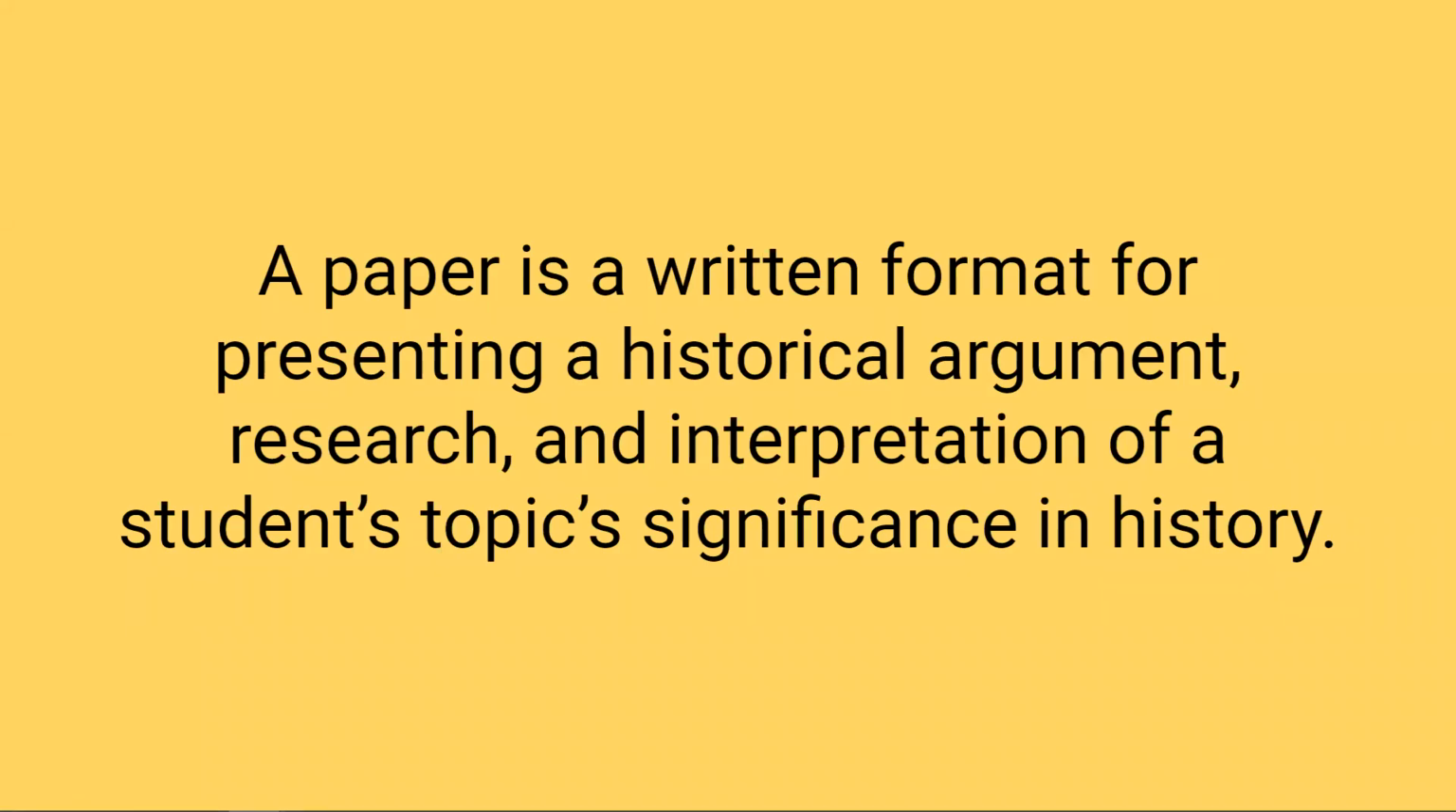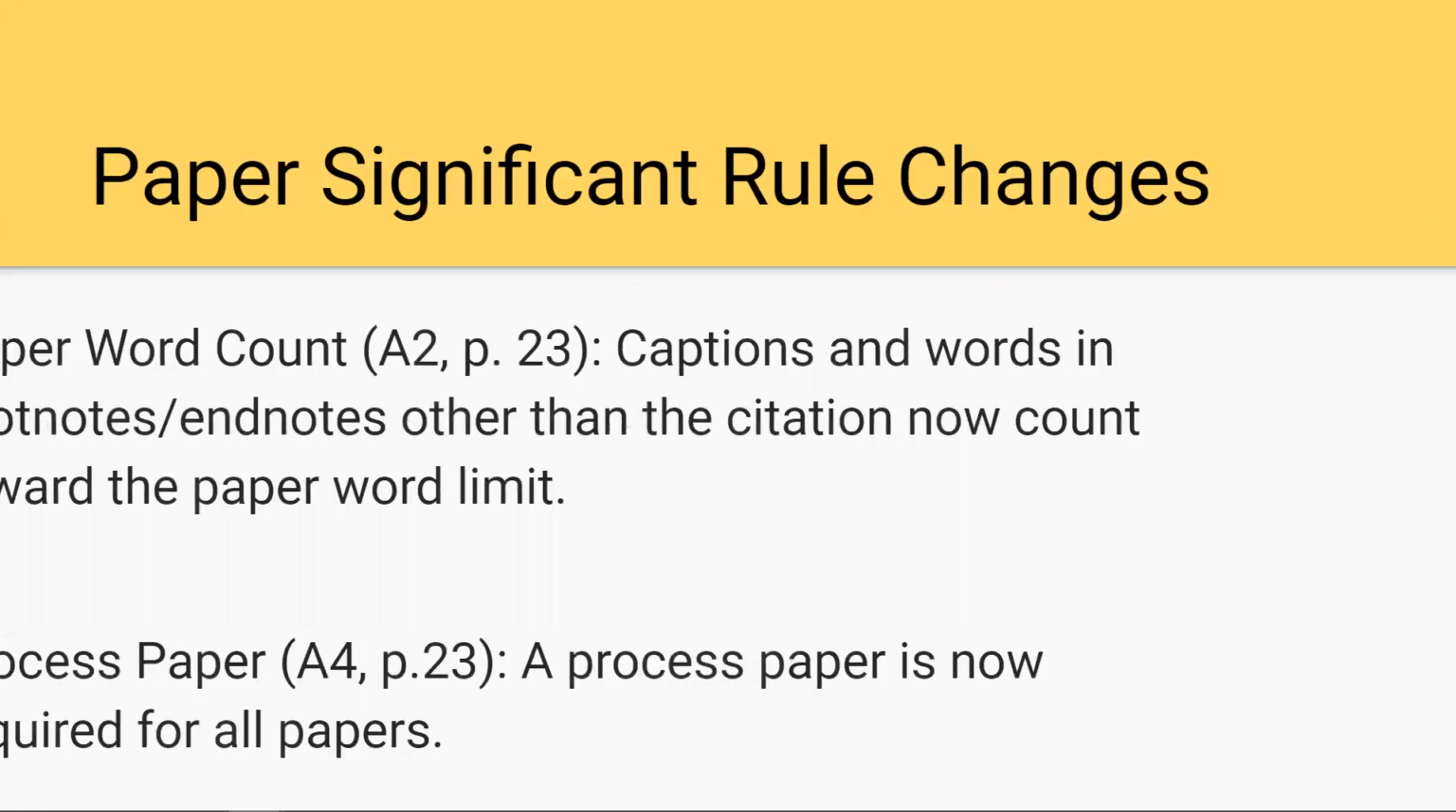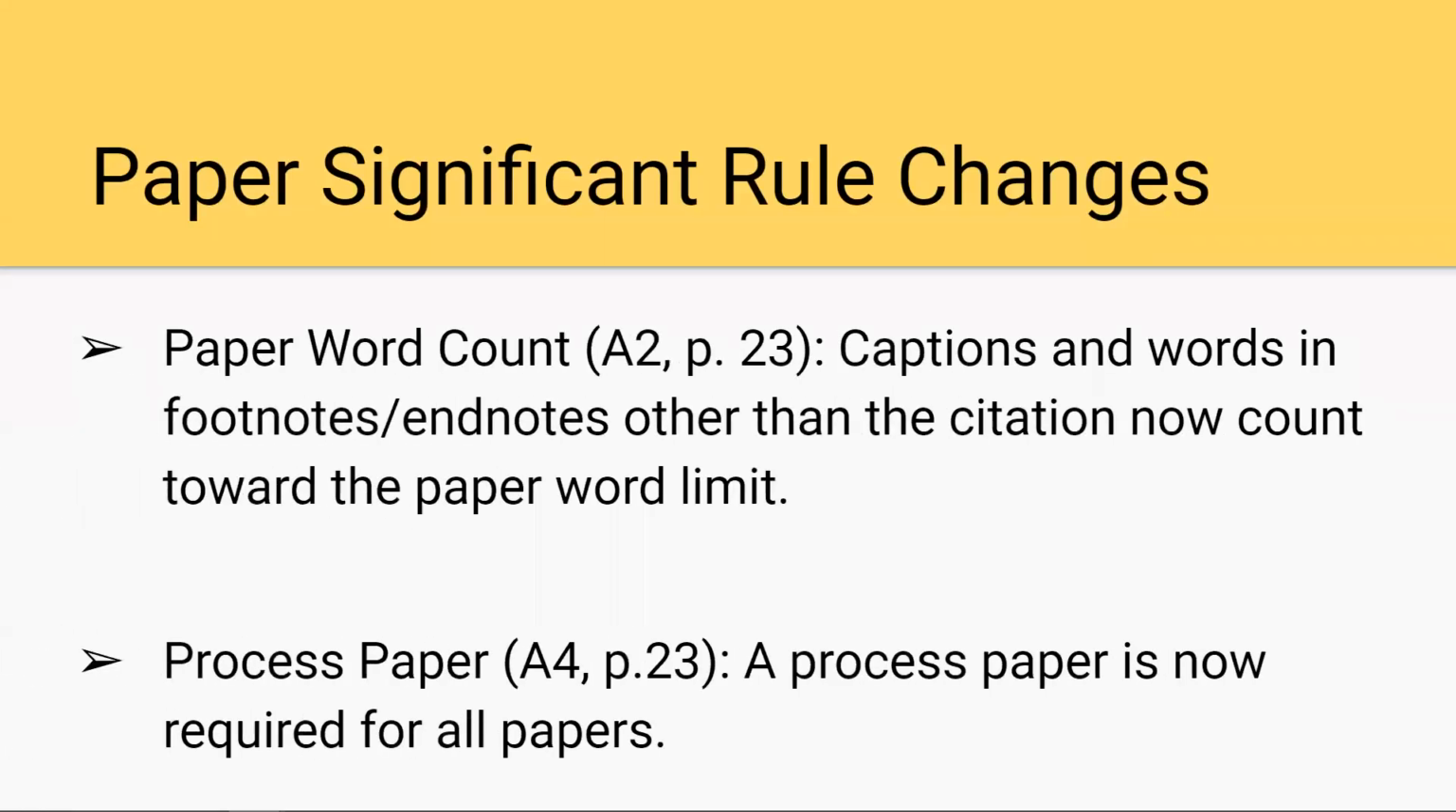A paper is a written format for presenting a historical argument, research, and interpretation of a student's topic significance in history. With the update of the new contest rulebook, which went into effect at the beginning of the 2020-2021 contest year, there are two significant changes for the paper category. First, the paper word count. Captions and words in footnotes or endnotes other than the citation now count towards the paper word limit. This is in addition to student-composed words and quoted material.